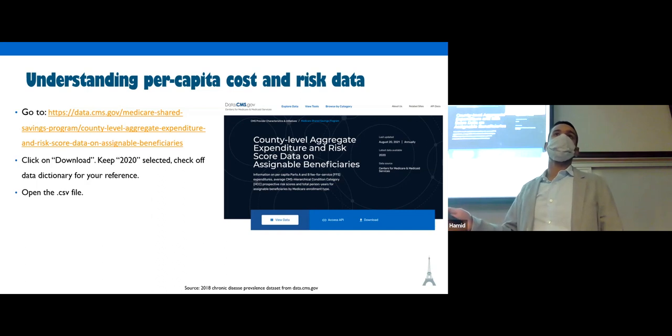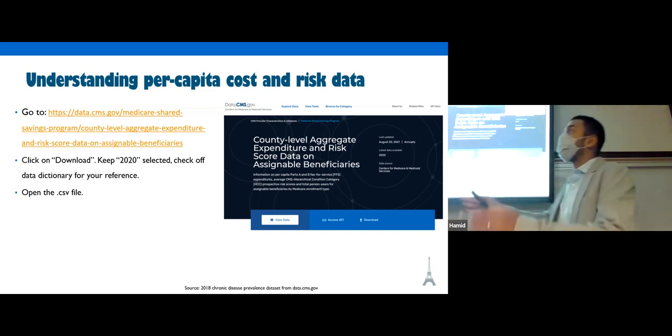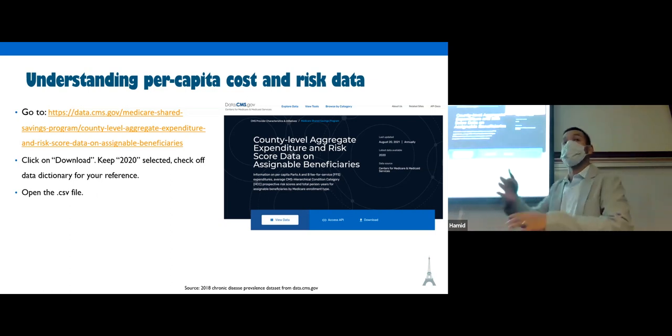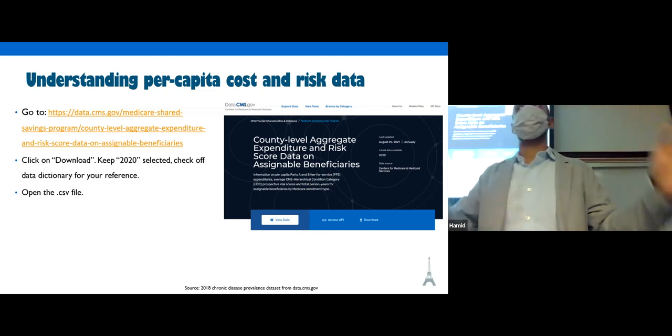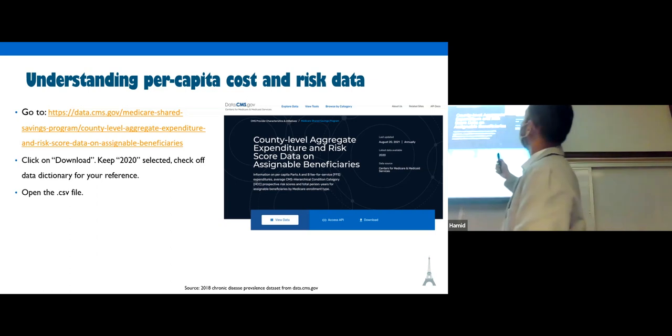So we're moving on from the chronic disease prevalence data. If you have questions, we can go back to it, but it is important, with the limited time we have, to make sure that I cover the second data set as well. You will have plenty of opportunity to use both of them in the near future. So, understanding per capita cost and risk data.